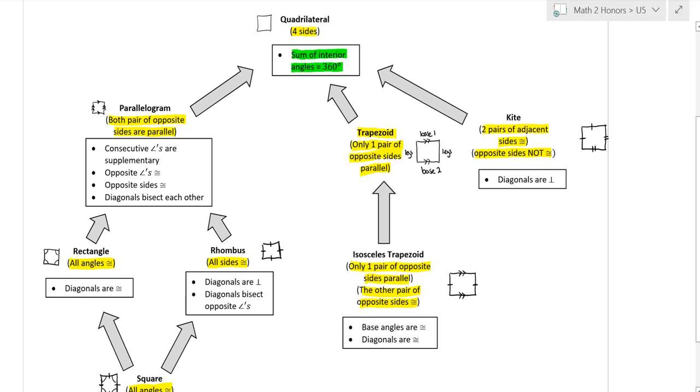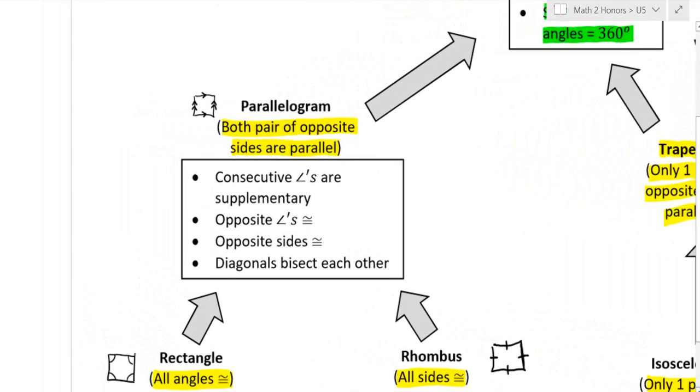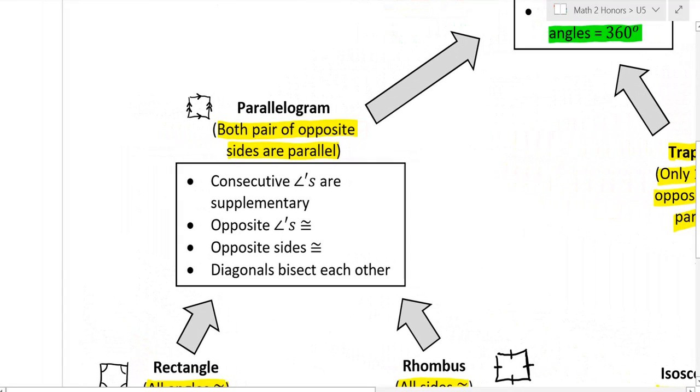Again, that's a property, something that can be proved. It's not part of the definition, but it's something that we could prove if we had a unit on proving. Don't worry, we're not going to be proving in this unit. But there's definitely things we could have proven. A parallelogram has 4 key properties that can be proved, and you need to know these 4 key properties.